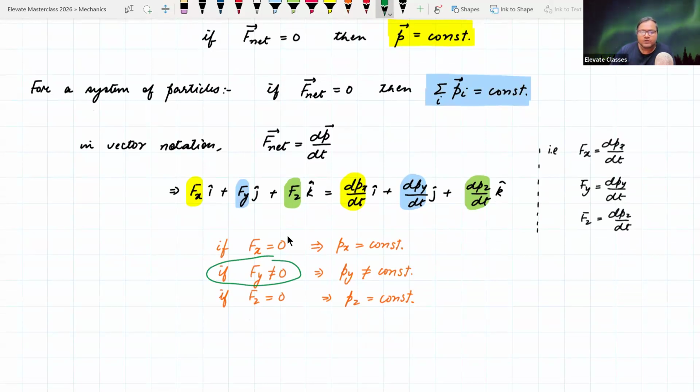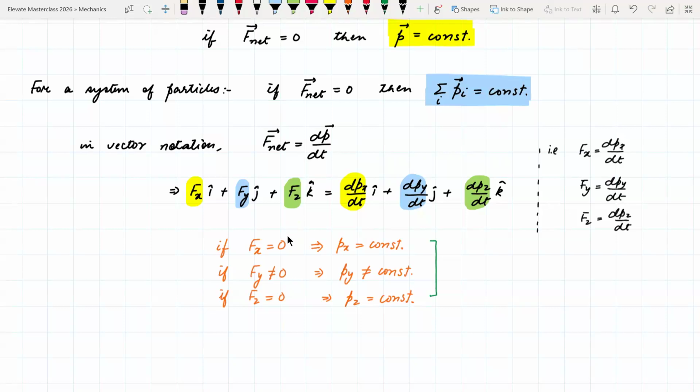But if we resolve the forces along the x, y, and z axis, it turns out that there is no force along the x axis, and no force along the z axis. As a result, px and pz are going to be constant of motion, but py is not going to be a constant of motion. Is this something that you're understanding? Tell me, did this make sense? Yes or no, guys? Yes.